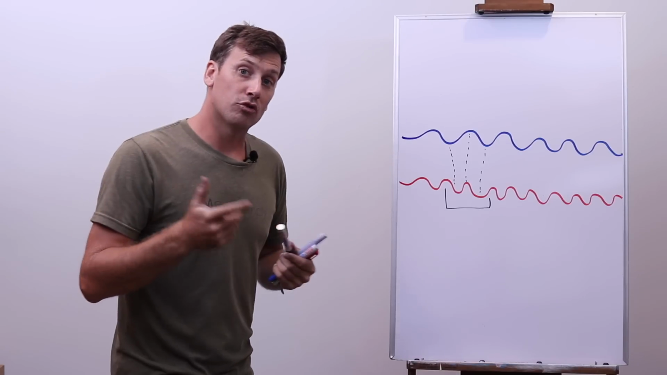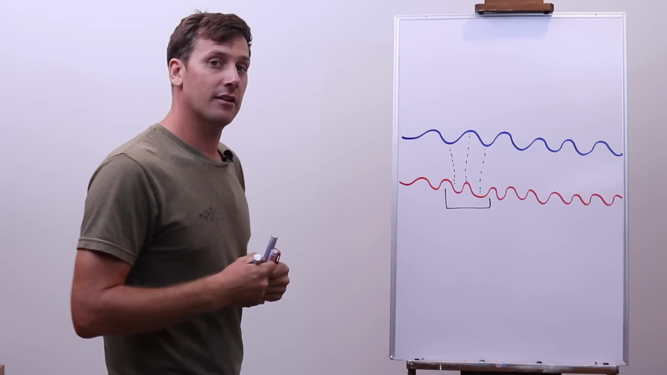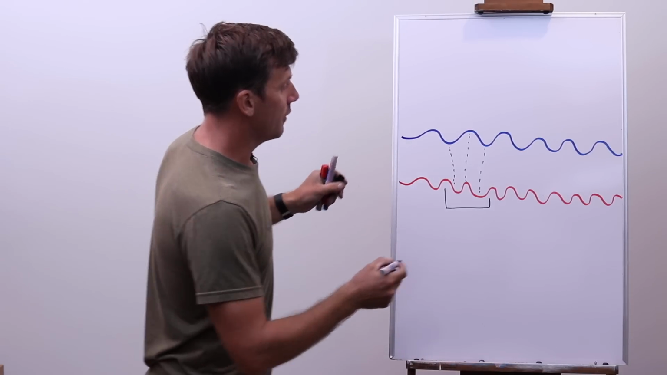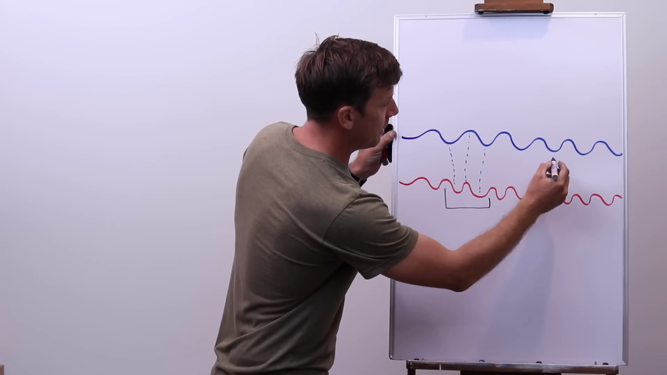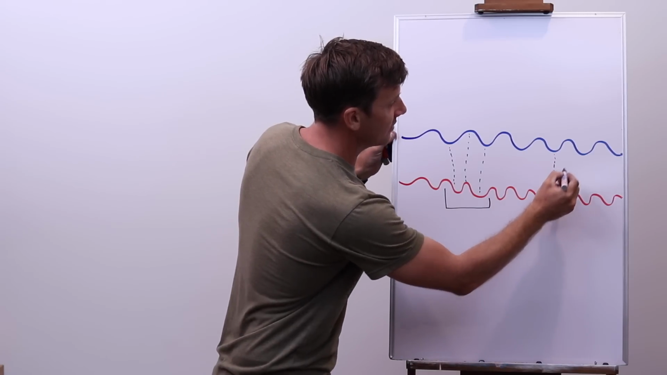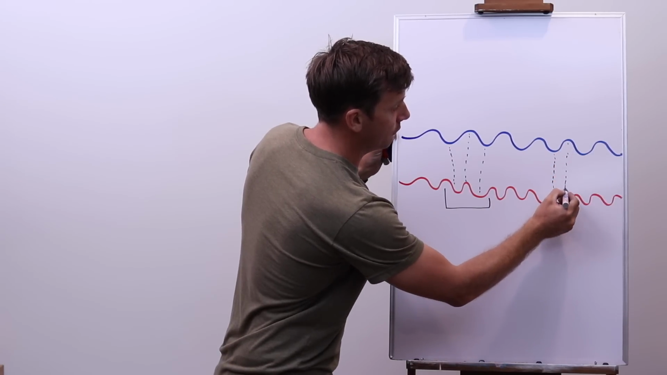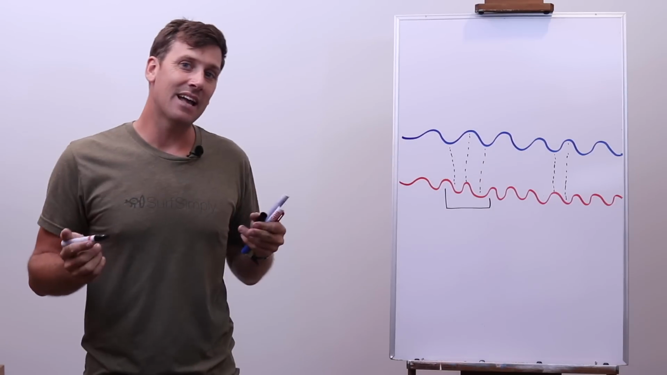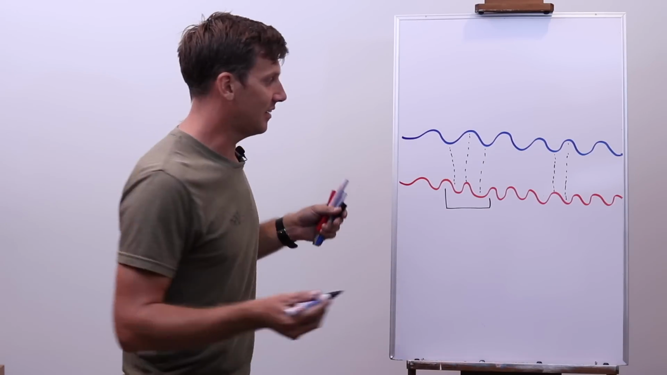Now, what we also get is what's called destructive interference. Okay. Now, destructive interference is where the peak of one wave lines up with the trough of another wave, and they basically cancel each other out. It's kind of like noise cancelling headphones.